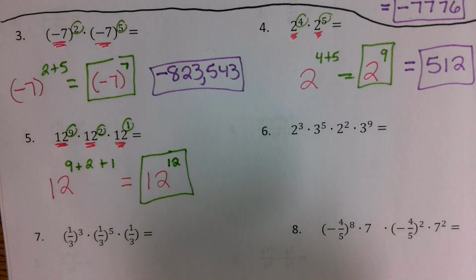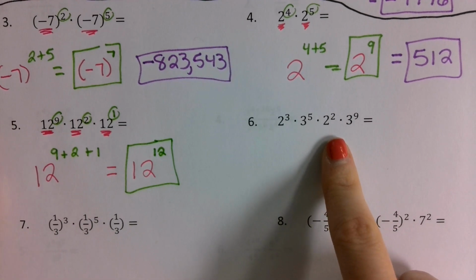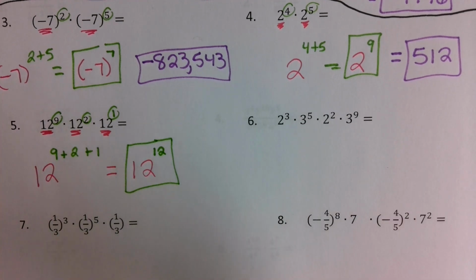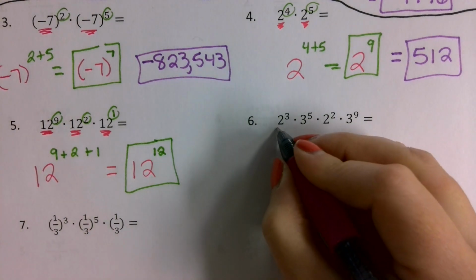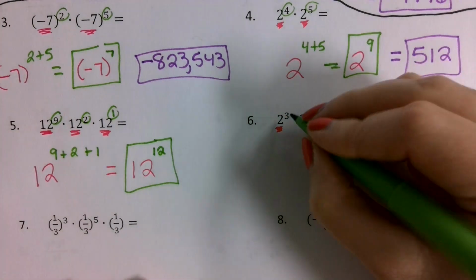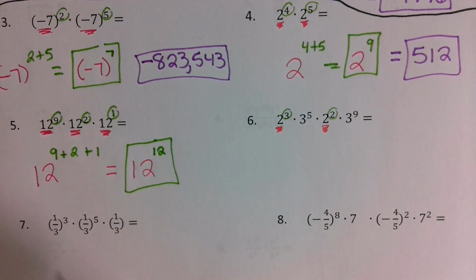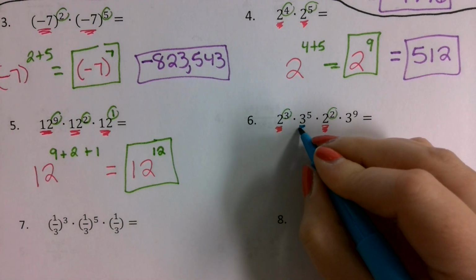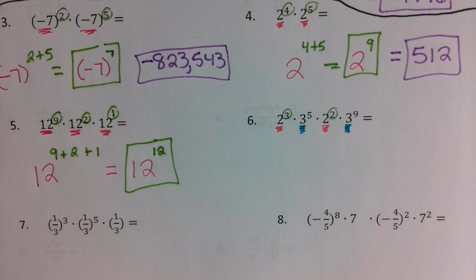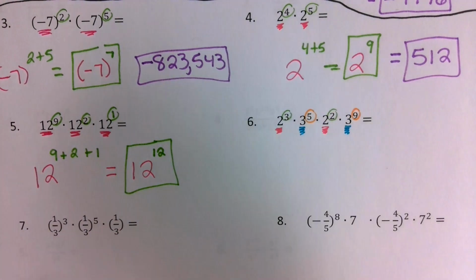Now, the reason I didn't want you doing number 6 is because if you notice, do I have all the same base? No, I do not have all of the same base. I've got a base of 2 that has an exponent of 3 and an exponent of 2. But I also have a base of 3 where it's got an exponent of 5 and 9. So when I am working this out, I have to do them separately.